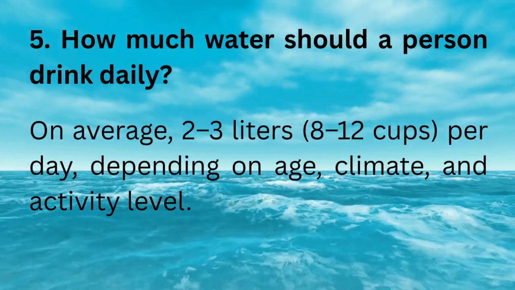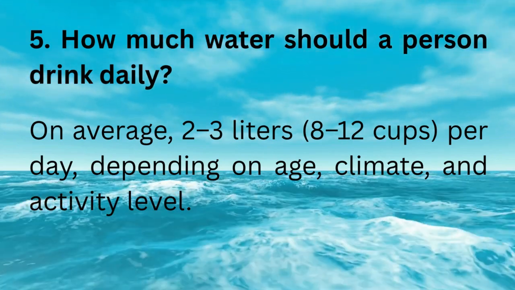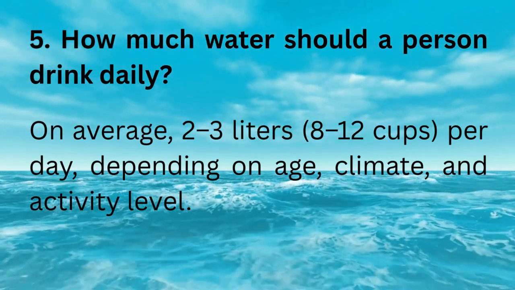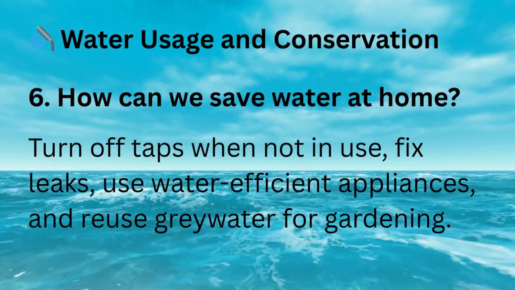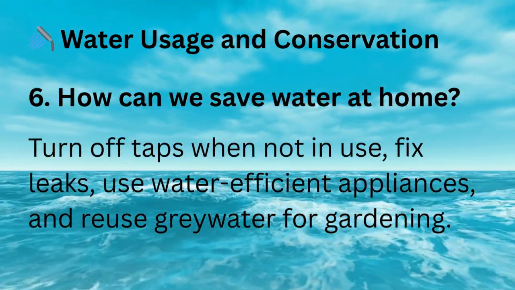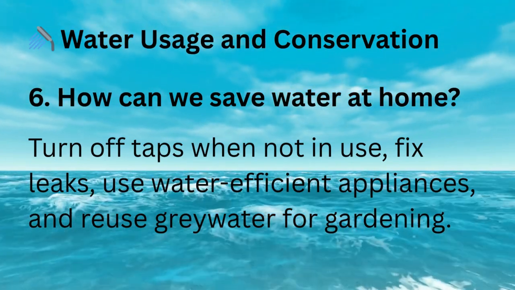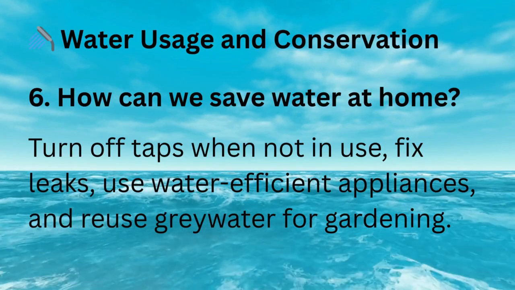5. How much water should a person drink daily? On average, 2 to 3 liters, 8 to 12 cups, per day, depending on age, climate, and activity level. Water usage and conservation. 6. How can we save water at home? Turn off taps when not in use, fix leaks, use water-efficient appliances, and reuse grey water for gardening.